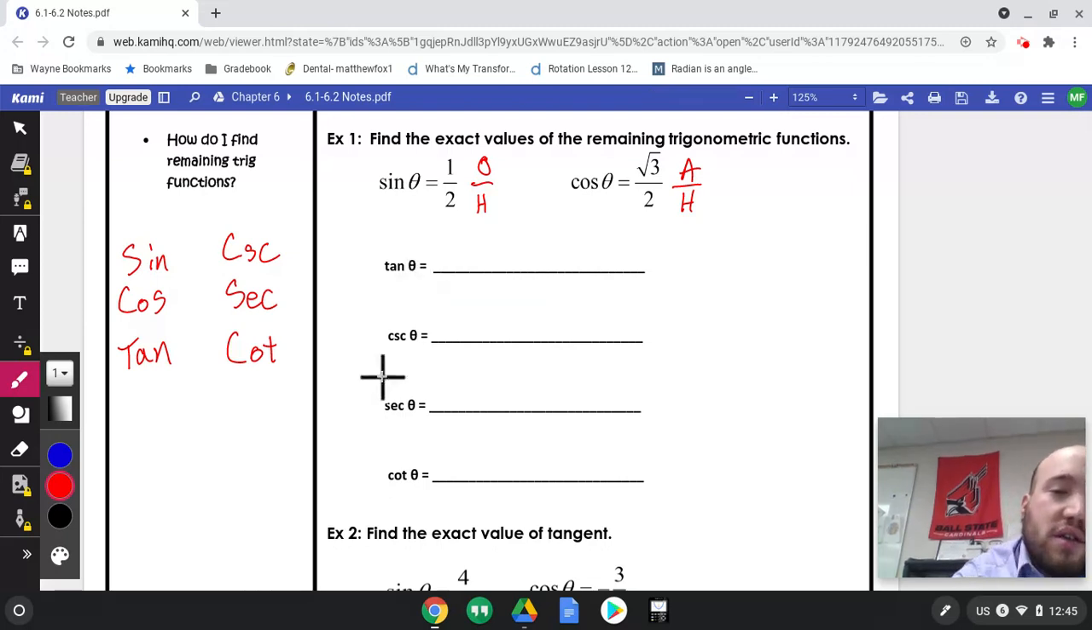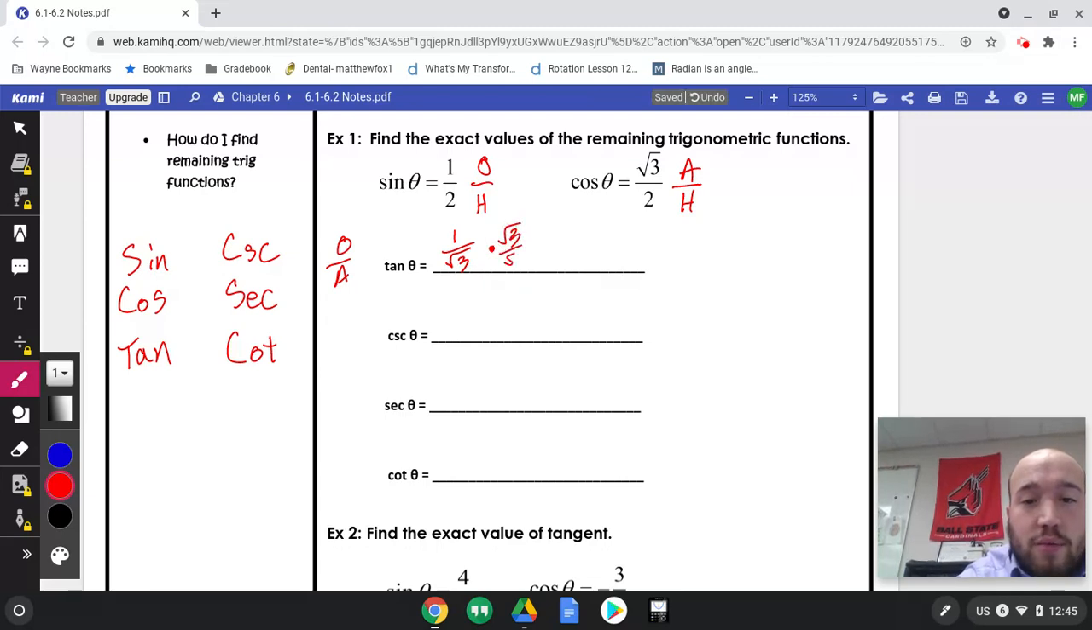So if we look here, we've got tangent first. So tangent is TOA, O over A. So our O is 1. Our A is square root of 3. Now square root of 3 can't be on the bottom. We need to rationalize the denominator. We multiply that by square root of 3 over square root of 3. The reason I chose 3 is because that's what was already in the denominator. Okay, we multiply across the top, and we just get square root of 3. Across the bottom, we just get 3. And right there, that is our answer.